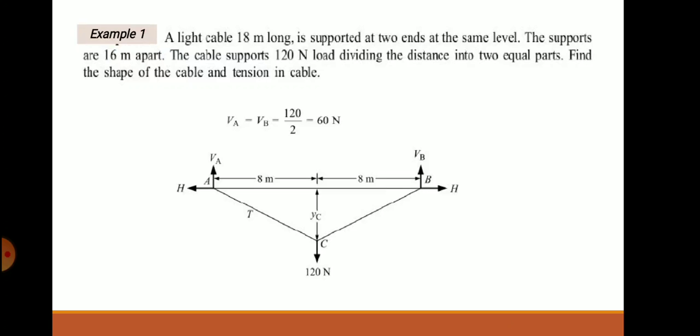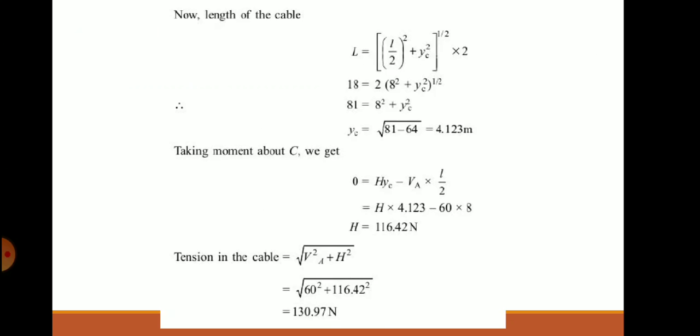Is equal to Y squared plus the ordinate distance. You can use it like that or a modified form. L is 18 meters, so 2 times the square root of A squared plus B squared. Like that also you can use. So this is the modified equation. So YC is equal to 4.123 meters. So that is the YC.